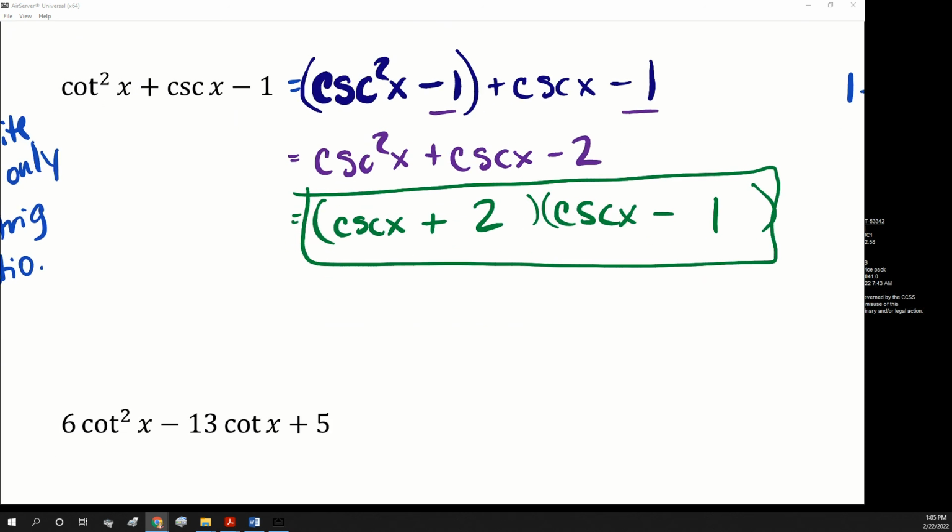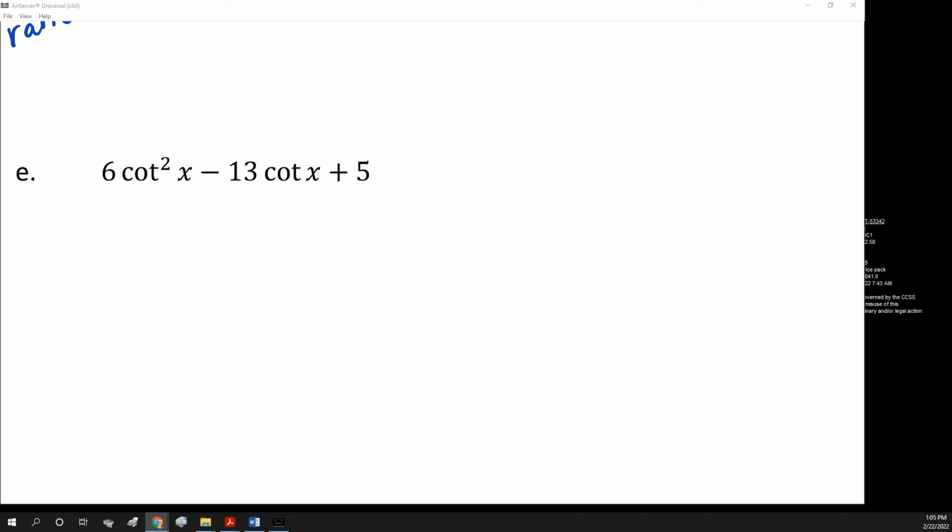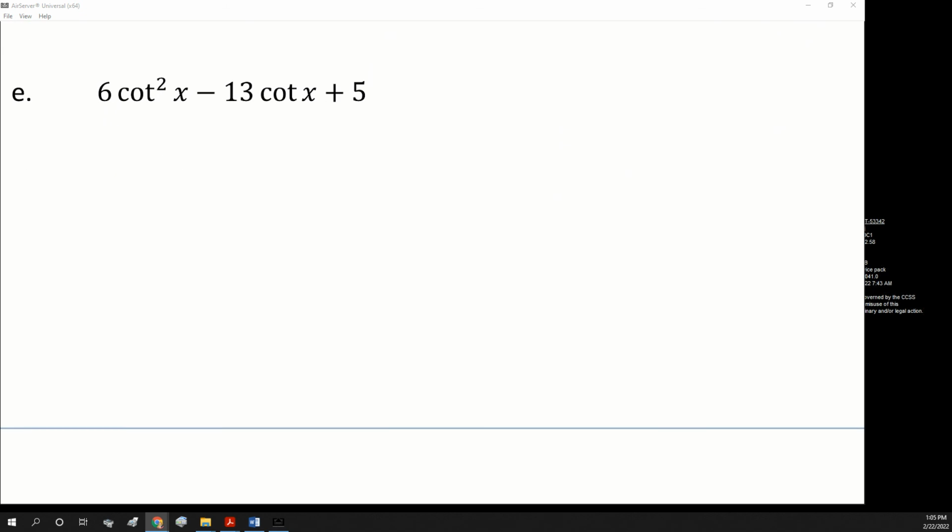Okay, one more. I know this is a lot of examples for one day. So this one is another trinomial. It's great because they're already the same. They're only cotangents, so we're good. We can just go ahead and factor it. This one has a lot more options though. So to get 6 cotangent squared of x, I can do 2 cotangent of x and 3 cotangent of x, or 6 and 1. What would y'all guess?